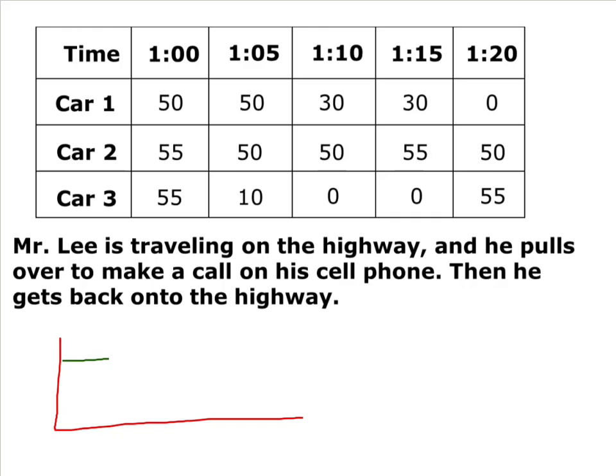Okay, then it says that he's going to pull over and make a call on a cell phone. So we were going, and then he pulls over and stops. Okay, so he's going 0 miles an hour down here. Then he pulls back onto the highway. So if we're thinking about that, we could have a graph that looks something like that if this were looking for a graph itself. But this one's putting it into a table.